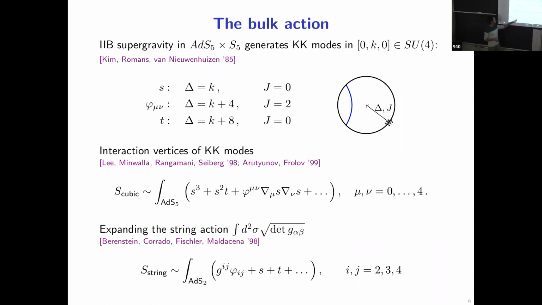And similarly, if you take the string action, as I was saying, this is the bulk metric that you pull back to the string worldsheet. So if you allow the bulk metric to fluctuate, that corresponds to those fluctuations over there. Expanding this to linear order, you can obtain how all these operators couple to the string worldsheet. So essentially, this corresponds to some three-point vertex, and this corresponds to the string worldsheet absorbing an operator. I'm going to explain this graphically again.